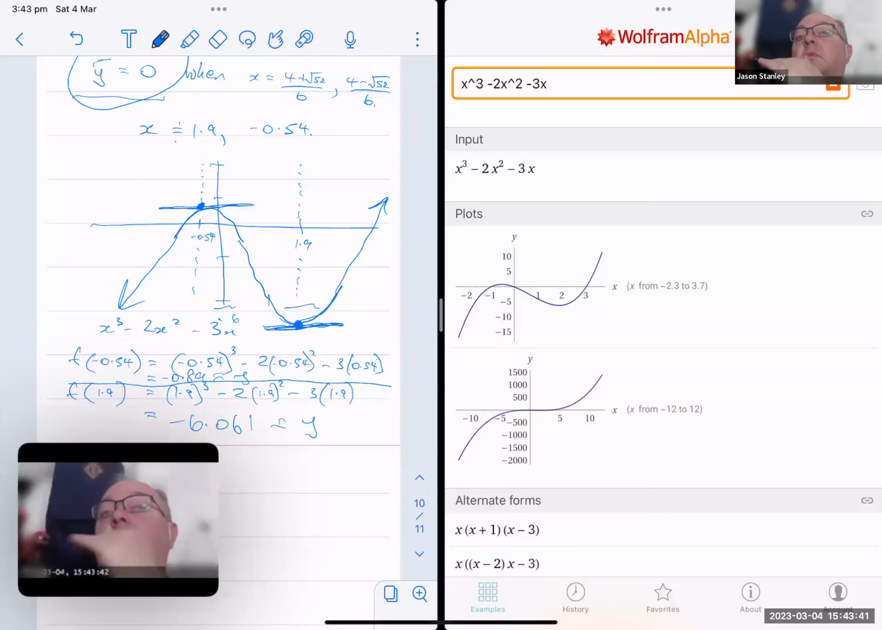So it's increasing up to 0.54. There's a 0, so it's stopped and it's coming back down. It's decreasing all the way down to 1.9. And then it's stopped and it's turned around. It's increasing again after 1.9.